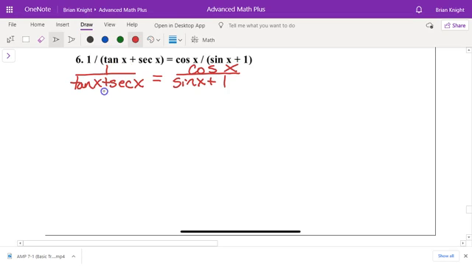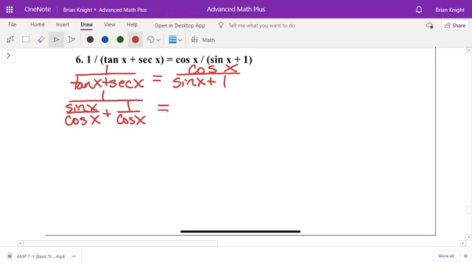So I'm just going to change this to where it's sine and cosine stuff. What can I change tangent x to? Sine x over cosine x. That's number 4 on your formula sheet. Plus secant x is 1 over cosine. Everybody with me so far? One second. You just write faster than us.